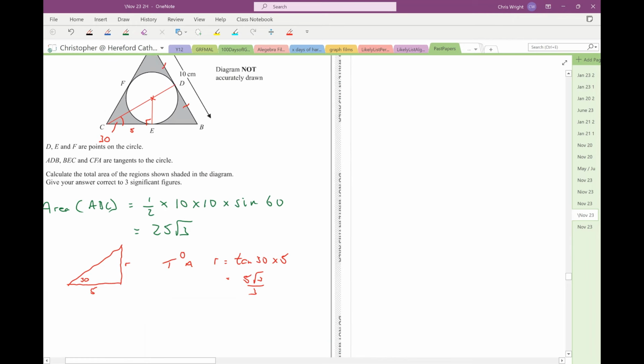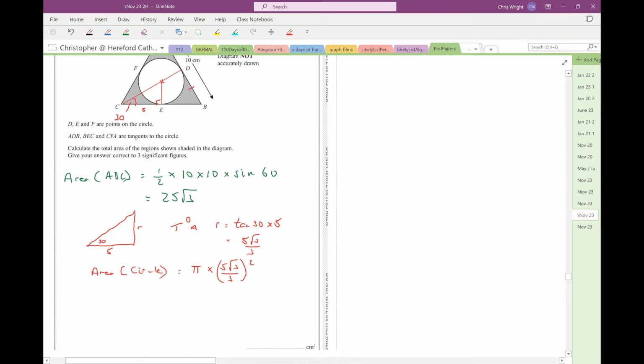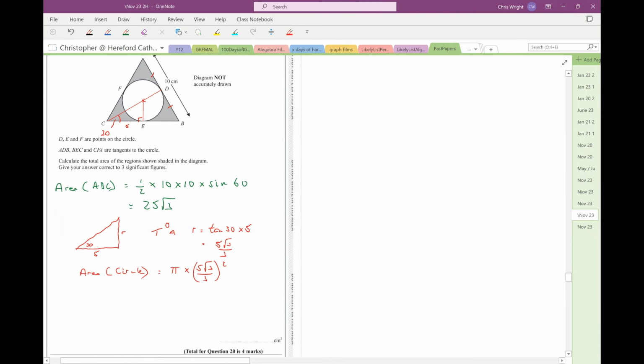So that means that I know the area of the circle now. So the area of the circle will be pi r squared, won't it? So it's going to be pi times 5 root 3 over 3 squared. So that means that I can find the area of those shaded regions, because the area of the shaded regions is going to be the area of the whole triangle, 25 root 3, minus the area of the circle.